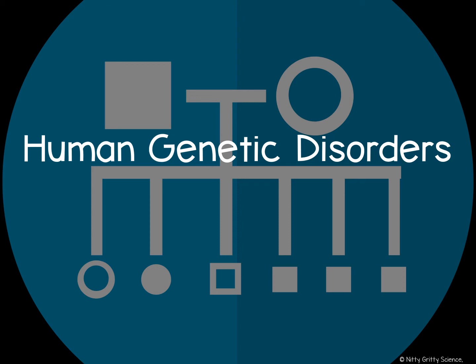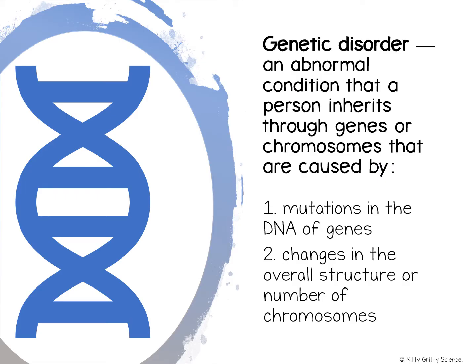Human genetic disorders. Meiosis occurs repeatedly in a person's lifetime as the testes produce sperm or the ovaries produce eggs. Now, almost always, the process of meiosis occurs without error, but occasionally a mistake occurs that can have serious consequences.